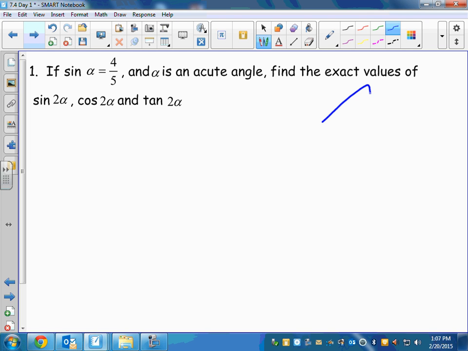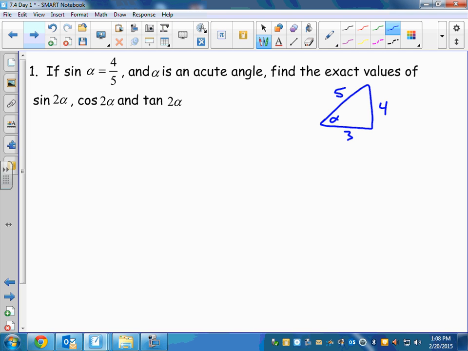You could draw a lovely little triangle here. And if the sine is 4/5, then we know we could label it like that. And what's this side going to be? 3, right? You've learned that 3, 4, 5 triangle now. Or you can do Pythagorean theorem and get that. Which means if you have your triangle, you can find all the trig values. But now you're going to use these new formulas.